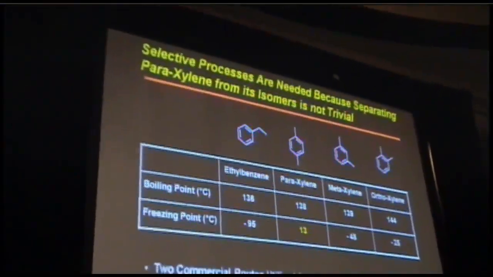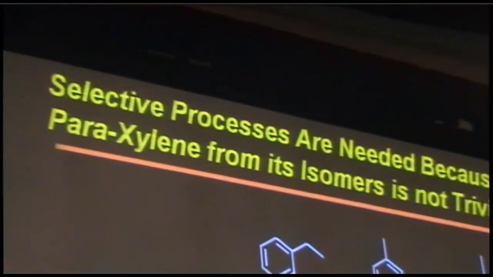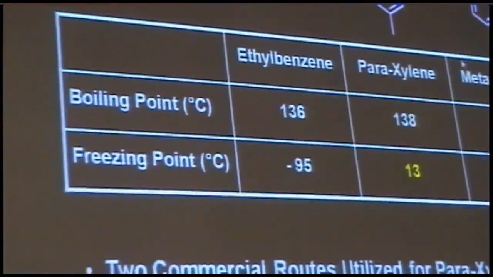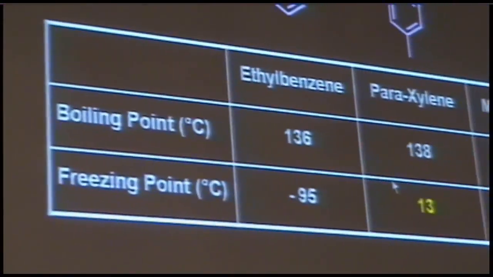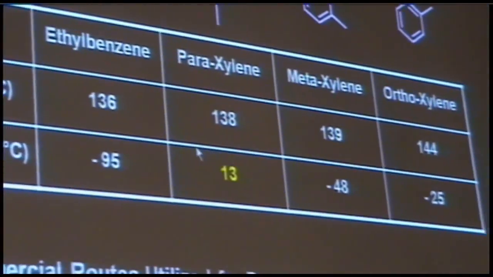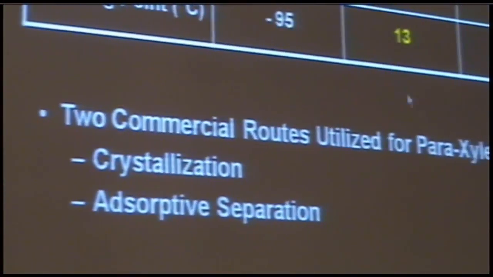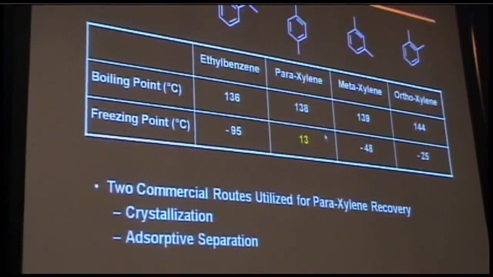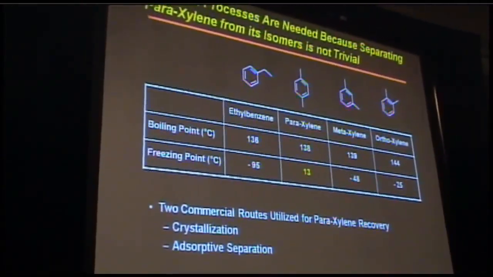Now, it's fortunate that I can do selective catalysis to make paraxylene, because separating paraxylene from its isomers is not trivial. You can look at the boiling points along this top row and see that they're very close. So distillation is an ineffective method of isolating the isomer that I want. But luckily, the freezing points vary, and paraxylene has a much higher freezing point than the other isomers.